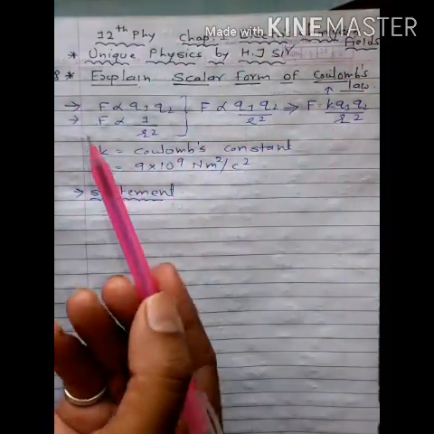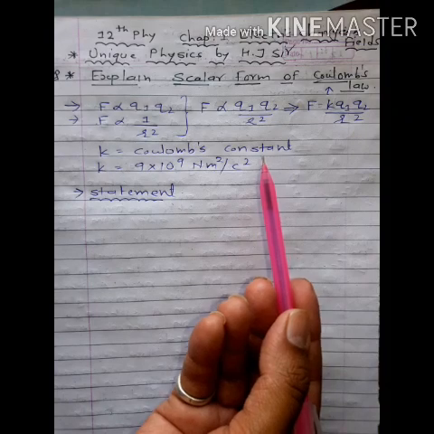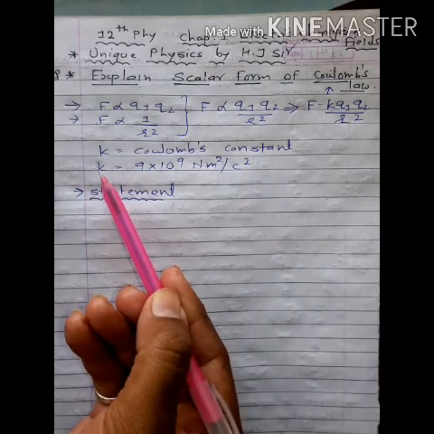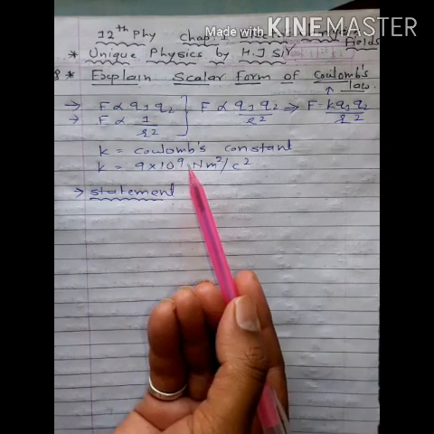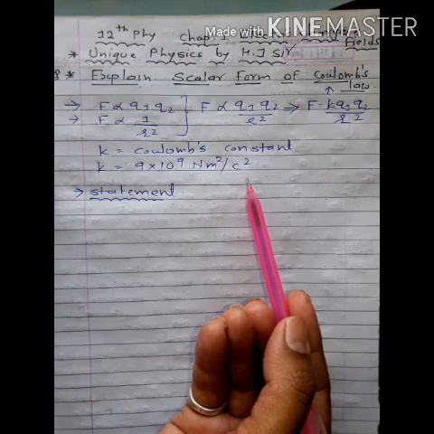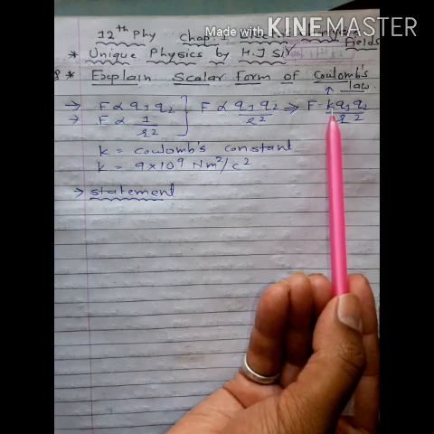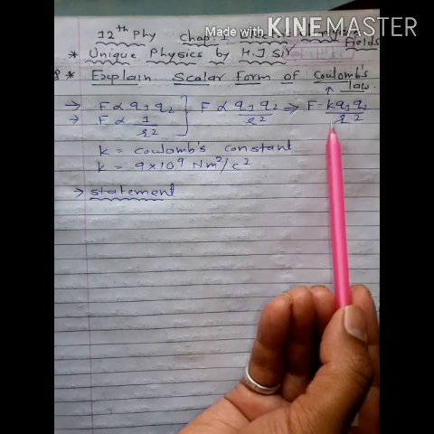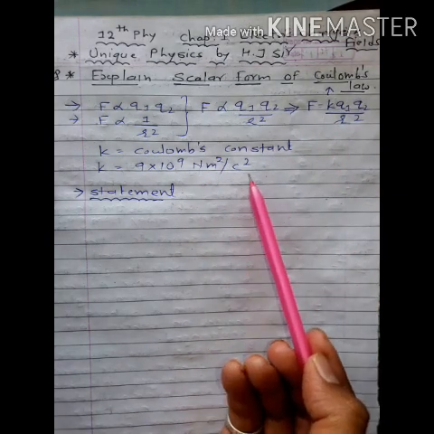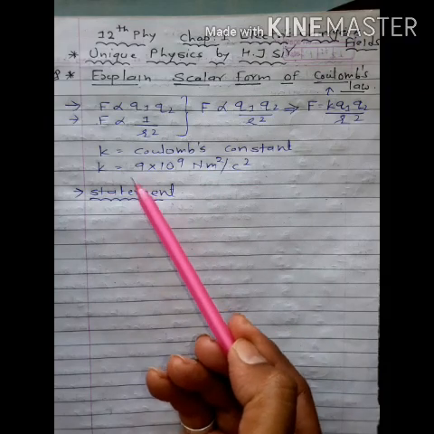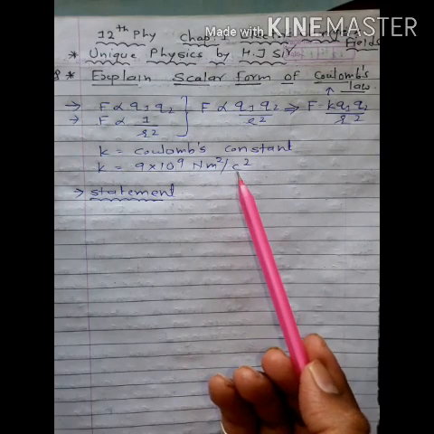Now what is K? K is known as Coulomb's constant. This is standard constant. Remember the value of constant. Its value is 9 into 10 to the power 9 Newton meter square per Coulomb square. So using this equation, if we make equation of K, so K is equals to Fr square upon Q1 Q2. So using that equation we can find unit of K. Remember this value 9 into 10 raised to 9 and unit Newton meter square per Coulomb square.